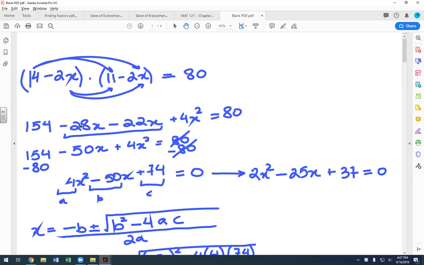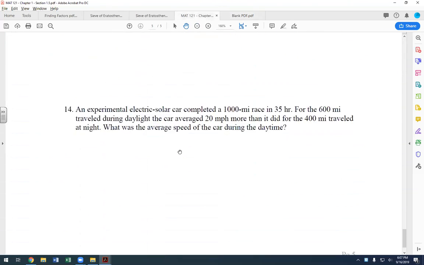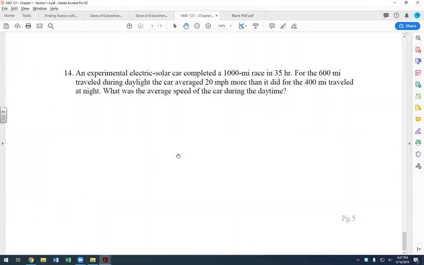Okay, let's see what that next example is talking about. This one is an experimental electric solar car that completed a 1,000-mile race in 35 hours. They're saying for the first 600 miles traveled during the daylight, the car averaged 20 miles per hour more than it did for the 400 miles traveled at night. So in daytime it was driving 20 miles per hour faster than the nighttime speed. They want to know what the average speed was during the daytime.